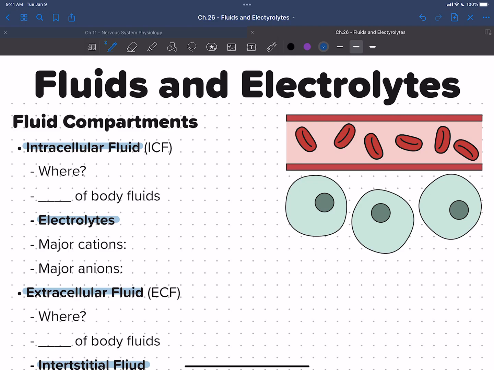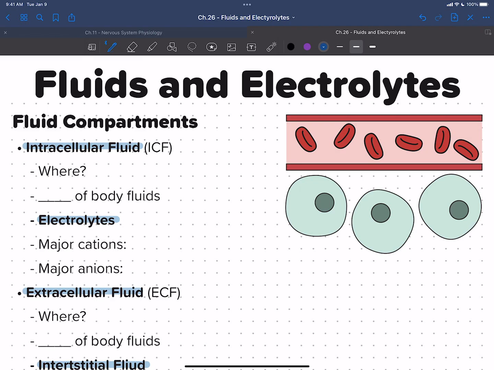So the first thing we need to discuss is the fluid compartments in the body. A lot of this should be kind of familiar and a little bit of a review. We can divide the fluids in the body into being either intracellular fluid or extracellular fluid. So we're going to talk about each, where they're found, and also some important electrolytes in each. Okay, so let's start with intracellular fluid.